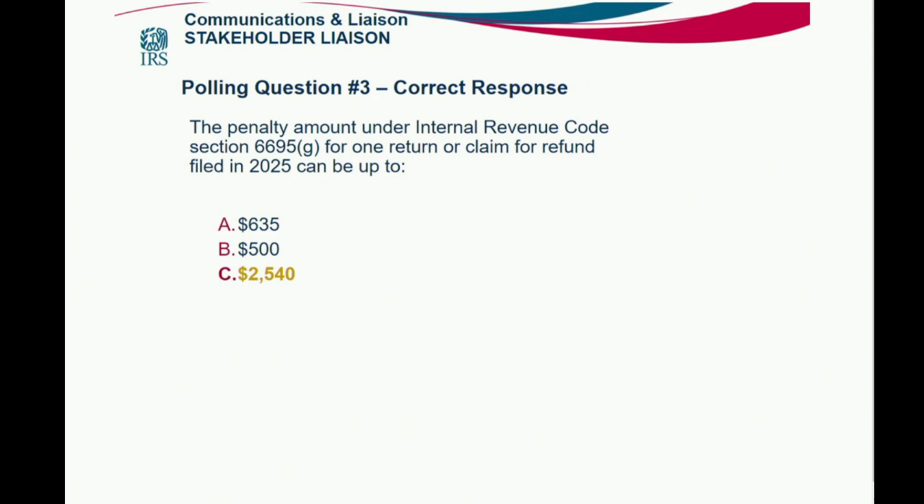And the correct response is C, $2,540. And I see that 68% of you responded correctly. Okay, Kyle, help us out. Why is C the correct response? Thank you. Yes, so the answer is C. Like we had mentioned before, there are 4 different tax benefits subject to due diligence. So that penalty can be $635 for each, totaling $2,540.